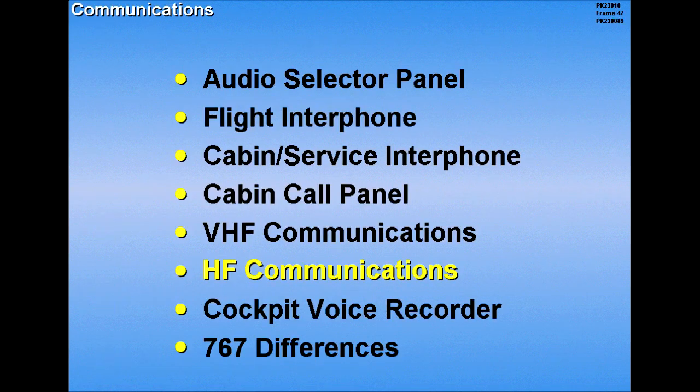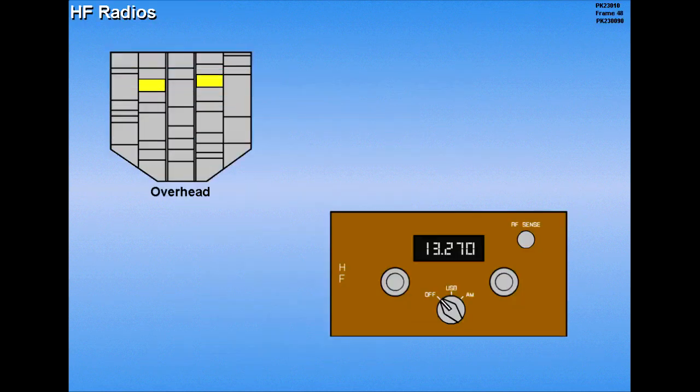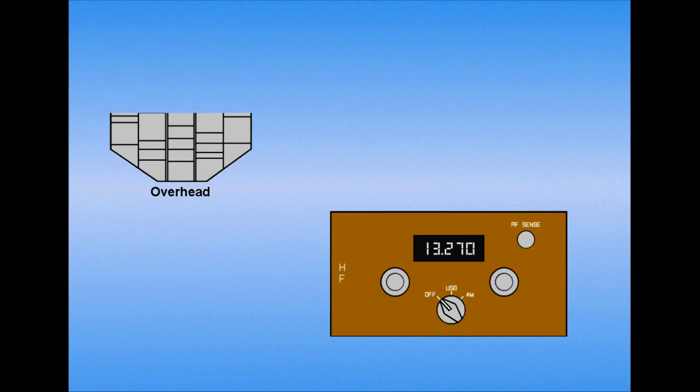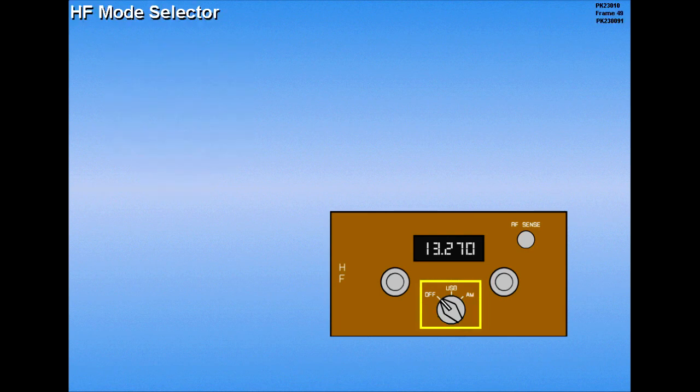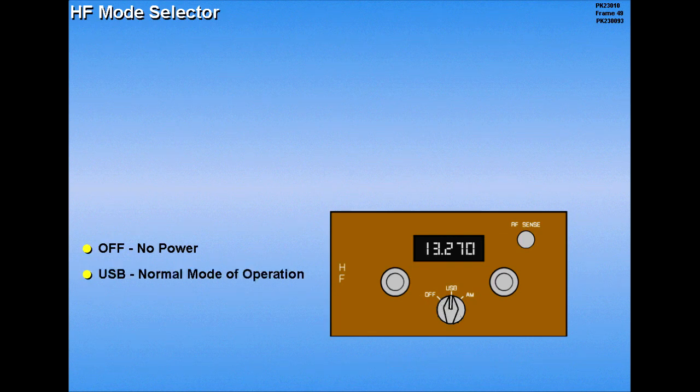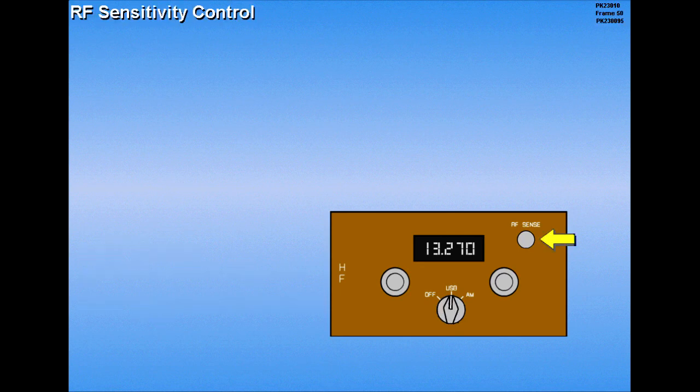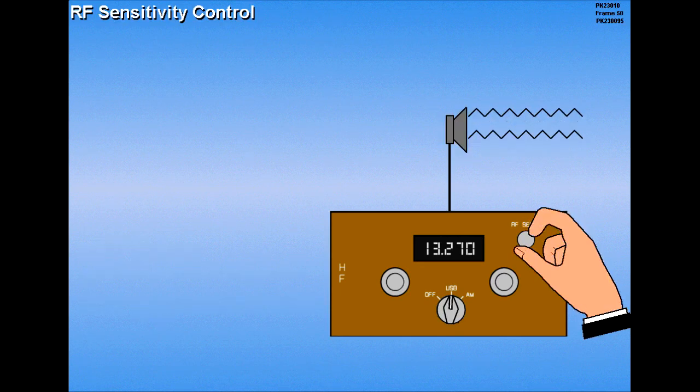Let's look at HF communications. Some airplanes have 2 HF radios installed on the overhead panel. The HF mode selector has 3 positions: off, USB or upper sideband, which is the normal mode used for all HF communications, and AM, which limits the effective range of transmissions. The RF sense control provides control of receiver gain to minimize background noise.